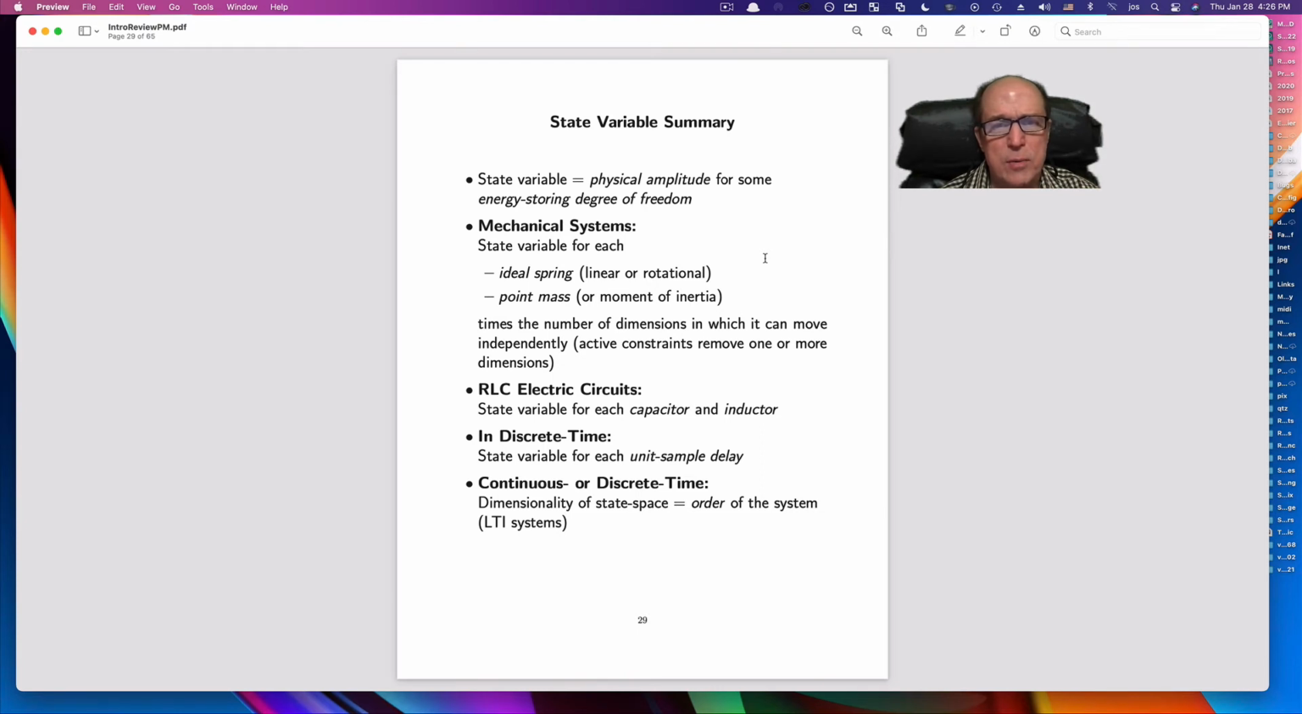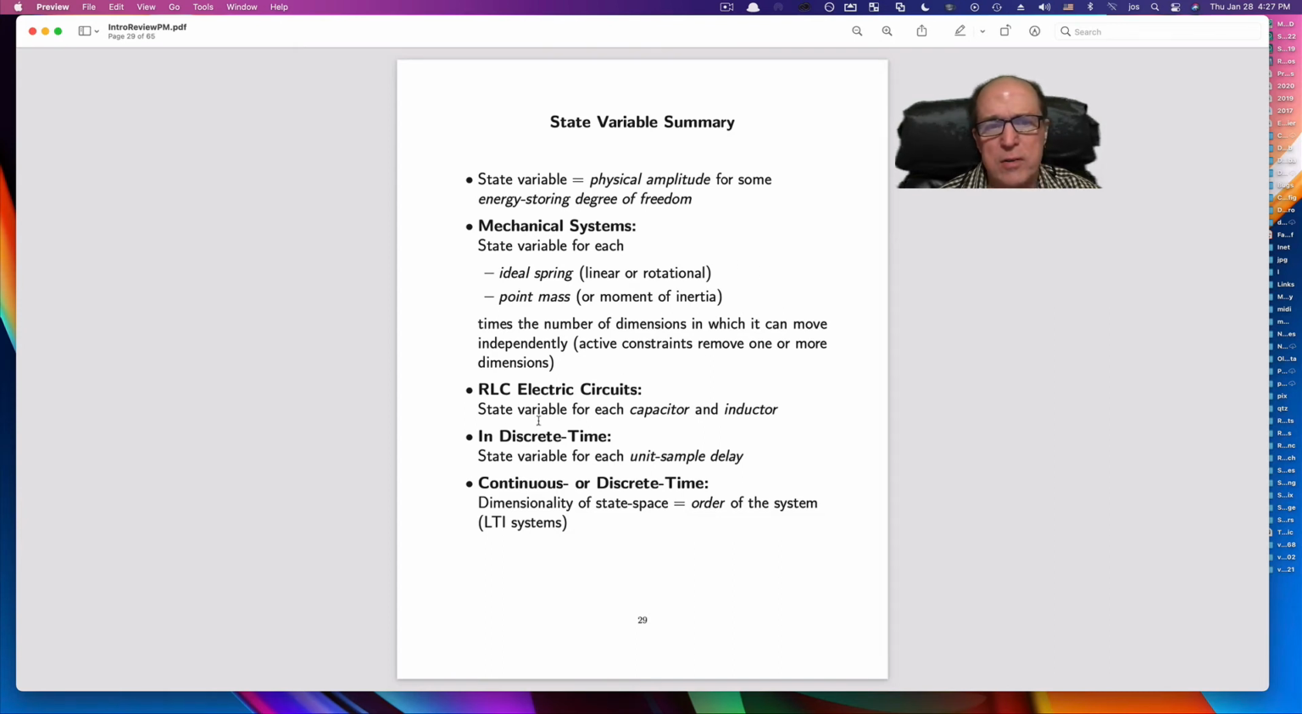So just think of a state variable as the physical amplitude for an energy storing degree of freedom, such as the displacement of a spring or the velocity of a mass. And you get one state variable for each energy storage element, each spring, each mass. And notice these are what we call lumped elements, as opposed to distributed elements such as vibrating strings, which you can think of as a continuum of masses. It's an infinite number of masses in principle. It's the limit of a mass spring chain, in the limit as the masses go to zero and the springs go to zero very close together.